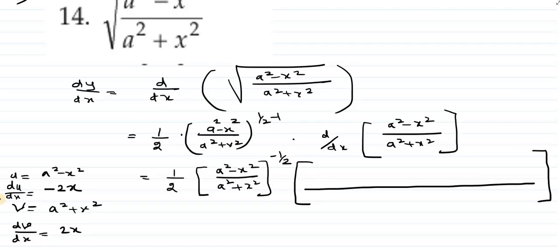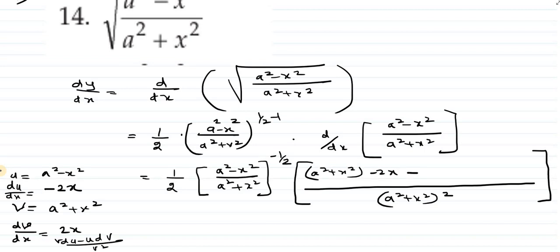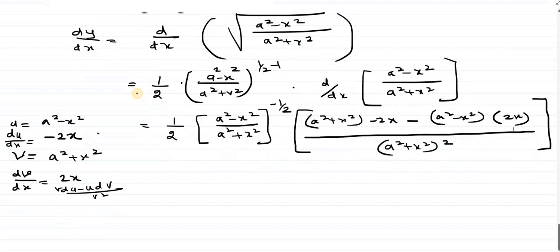So what is the formula? V square should come in the denominator. So a square plus x square, the whole square. Next, v du minus u dv by v square. Correct or no? So v is a square plus x square. What is du by dx? That I have written as du: minus 2x. Minus what is u? A square minus x square. What is dv by dx? It is 2x. Correct? Any doubt in this step? Tell me.